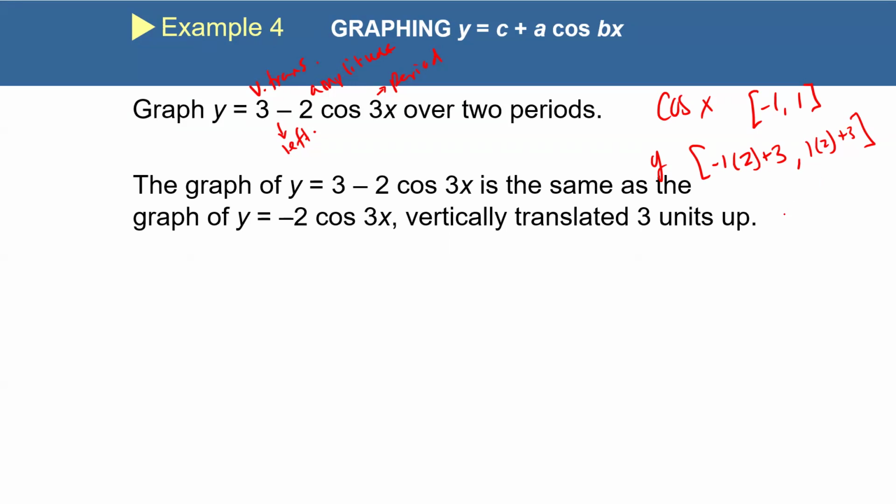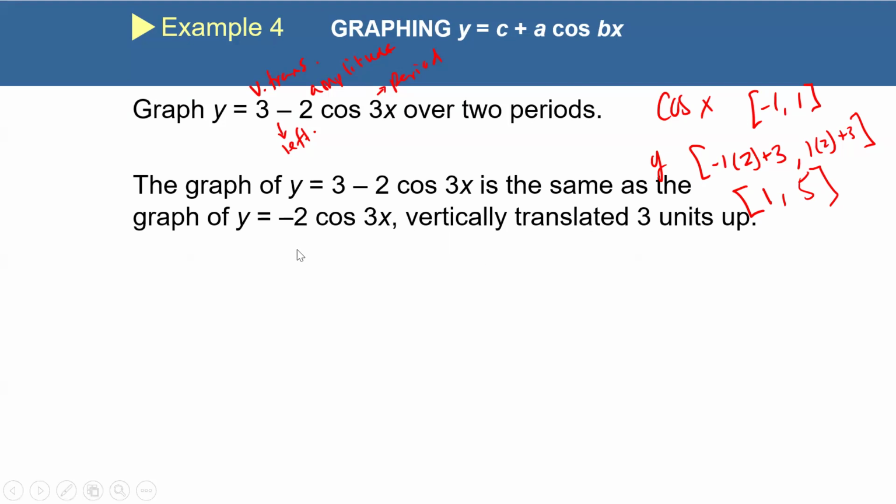This also is going to affect our x-intercepts as we keep going, but for now we're just establishing our range. So our range is going to be from -1 times 2, which is -2, plus 3, which puts us at 1. Then 1 times 2 is 2, plus 3 is 5. So our range for this function is 1 to 5. That's applying our amplitude and our vertical transformation.